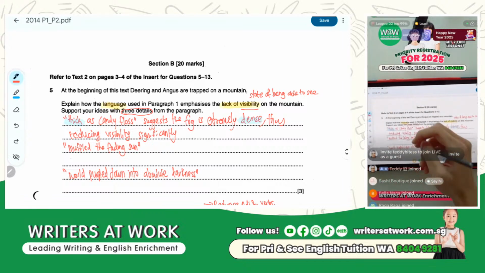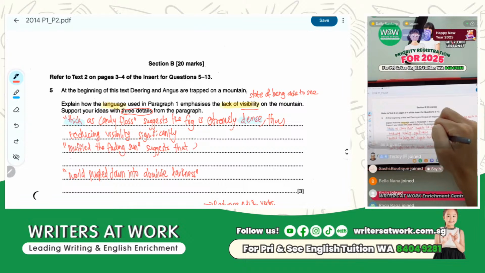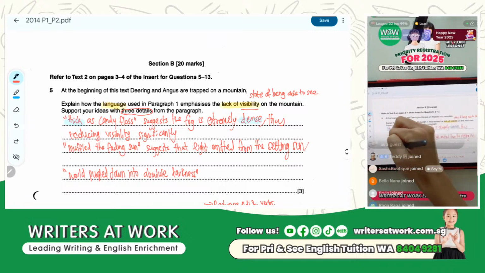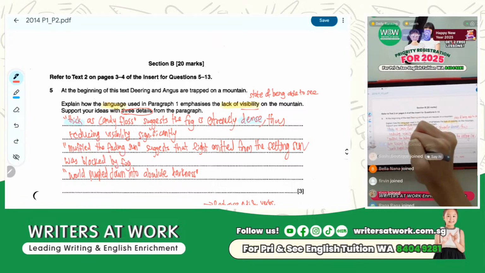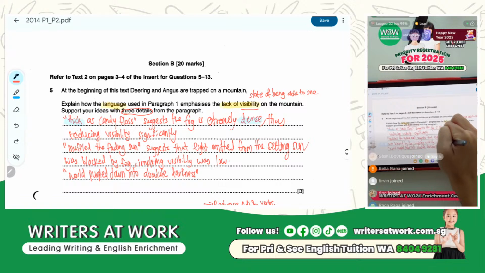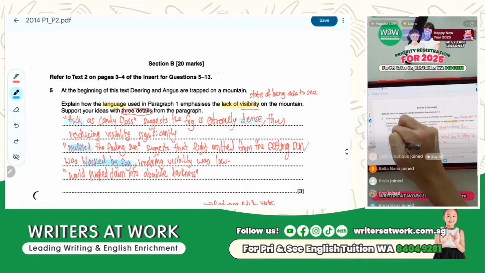Now, muffled the fading sun, it suggests that light emitted from the settling sun was blocked by fog. So this implies visibility was low. The idea of muffled has to be talked about as how the light was blocked by the fog.